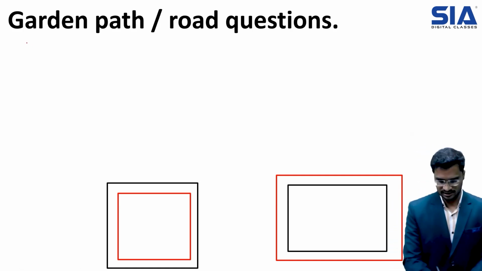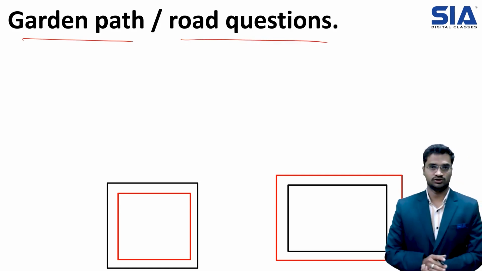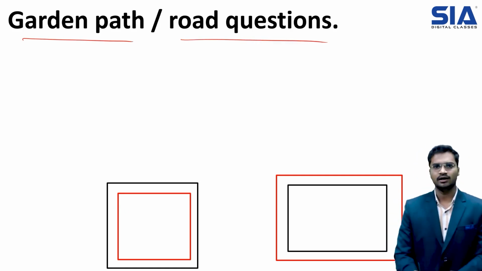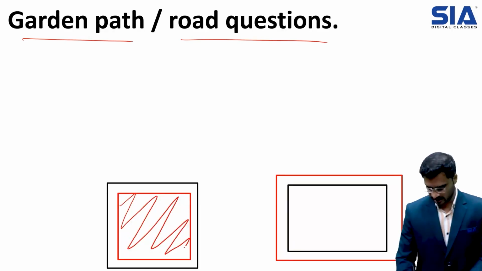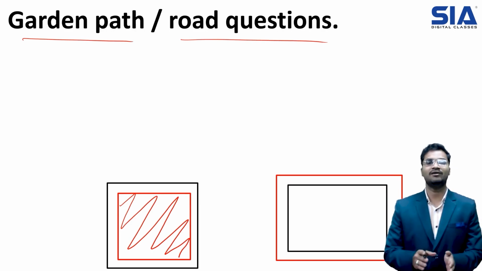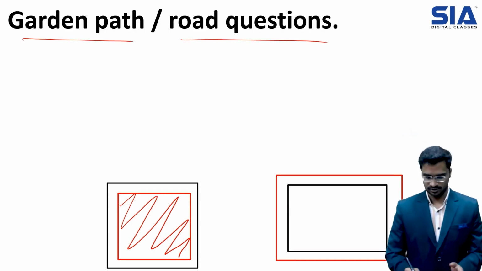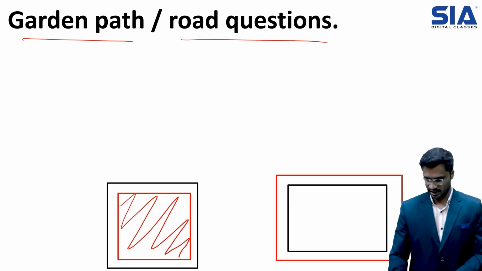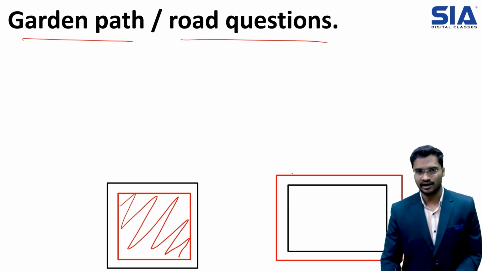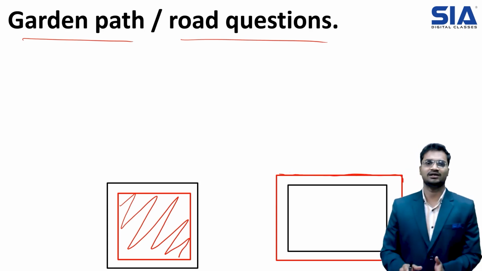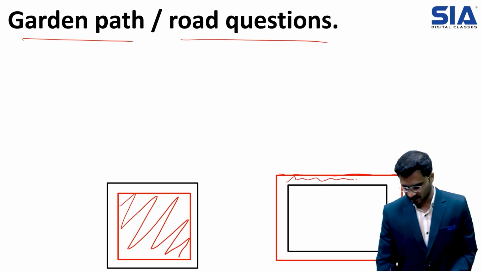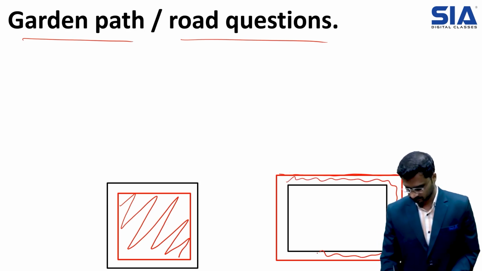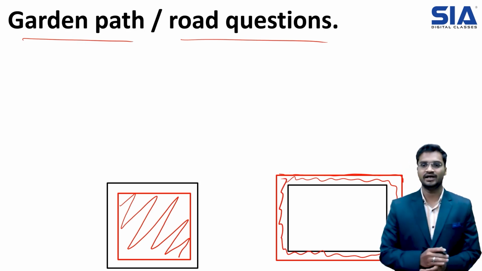So these are called as garden path or road questions. For suppose a field is here, a rectangular field is like this, and around this particular field we have laid a path. So here the path is outside, and here this is the rectangular field which is marked in red color. So the red color is our rectangular field, and a path is laid inside this rectangular field. Inside this rectangular field we have laid a path.